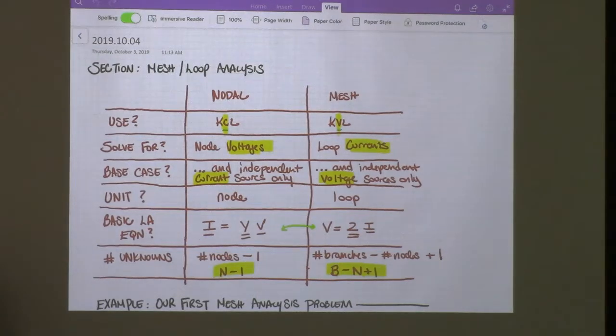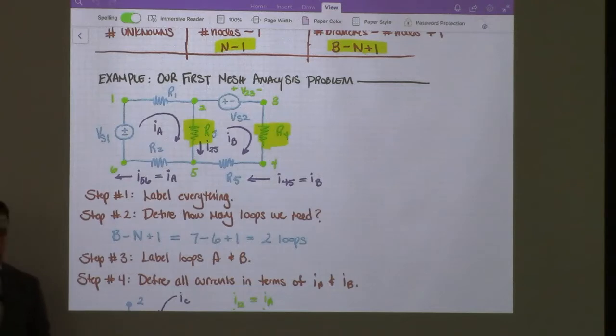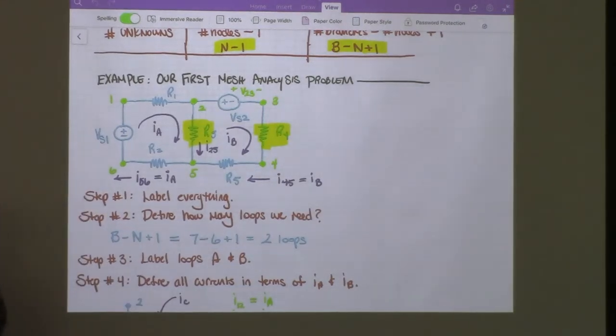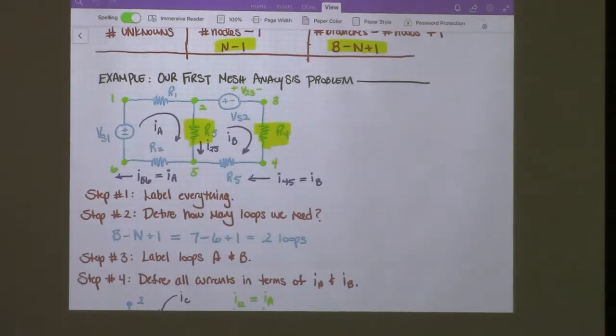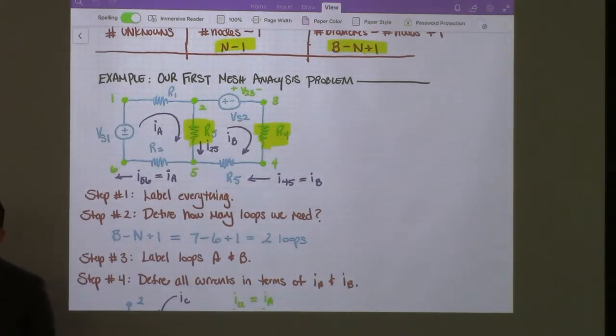So the mesh analysis problem that we went over was this one here. If you haven't taken a look at it yet, it's not too late, obviously. We'll be doing a little bit more with that today, but you definitely do need to go back and take a look at this introduction to mesh analysis.